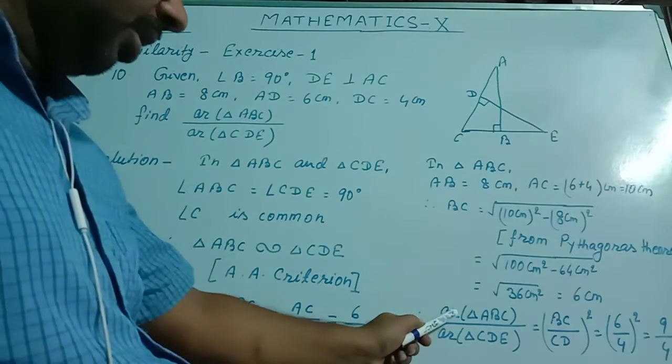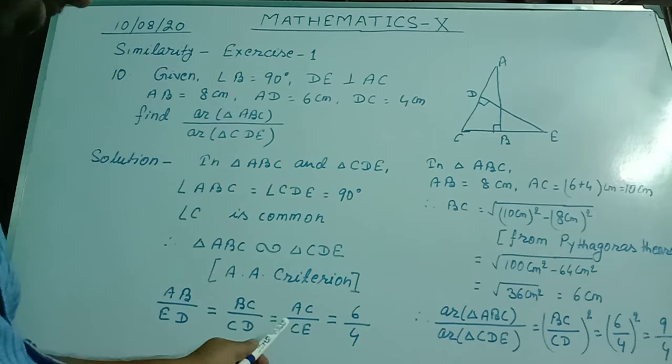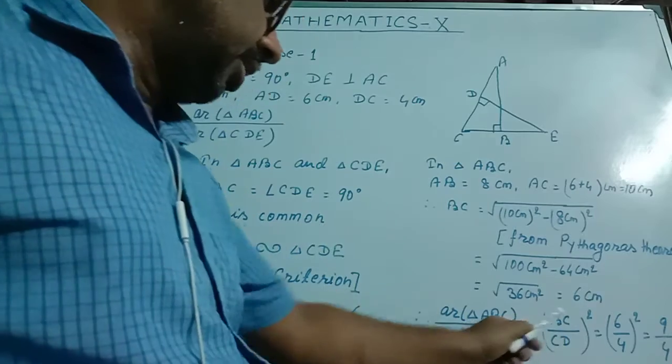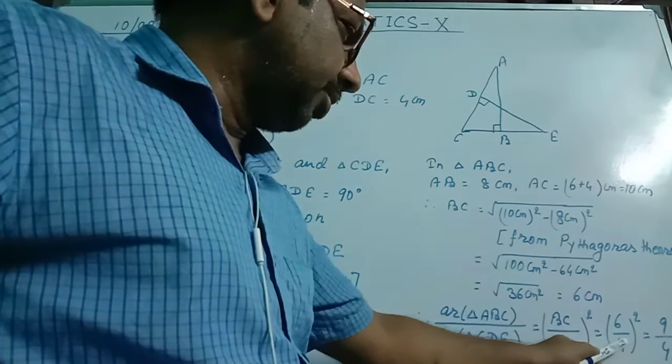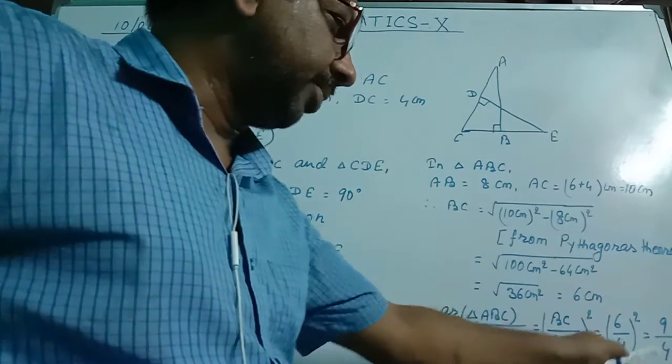Now to get area of triangle ABC by area of triangle CDE, we can use any ratio. Here I have written BC by CD whole square, that is equal to 6 by 4 whole square. The simplified form is, 2 2s are 4, 2 3s are 6, so 3 by 2 whole square, 9 by 4. That is the answer.